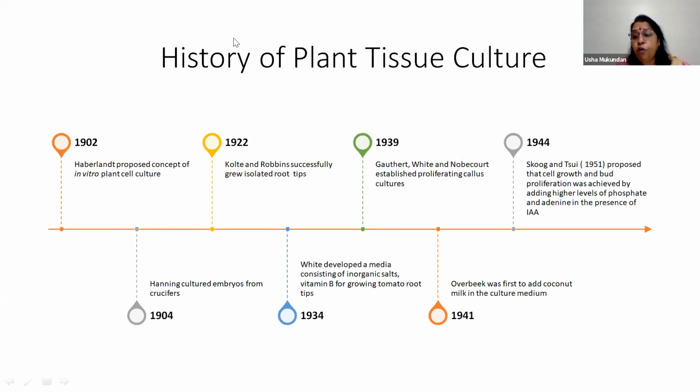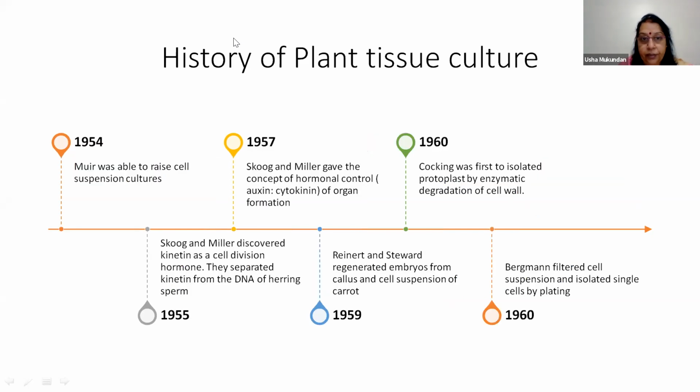In 1944, it was Curtis and Nitsch who proposed that for cell division, to be more precise, cell growth and bud proliferation, if you could add a higher level of phosphates and adenine in the presence of an auxin like IAA, then you could get good growth. Now it was Muir who separated the callus tissue and raised them in liquid medium as cell suspension cultures.